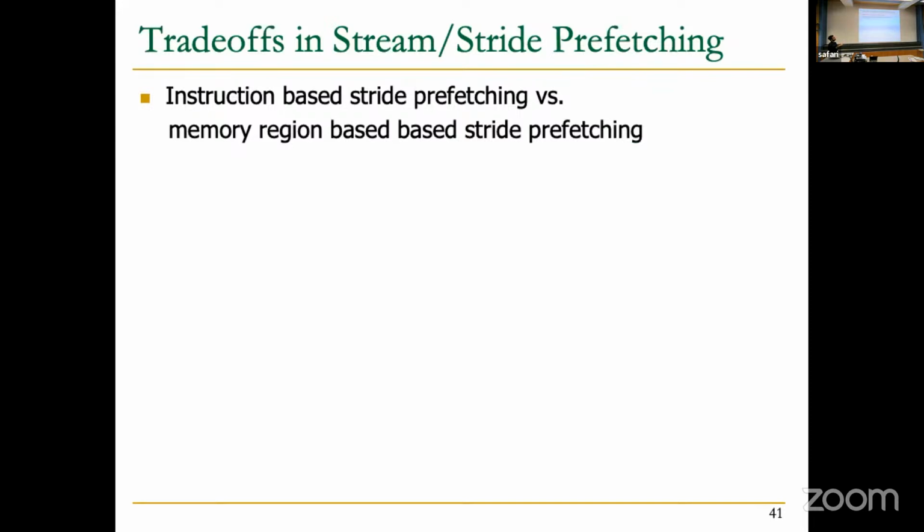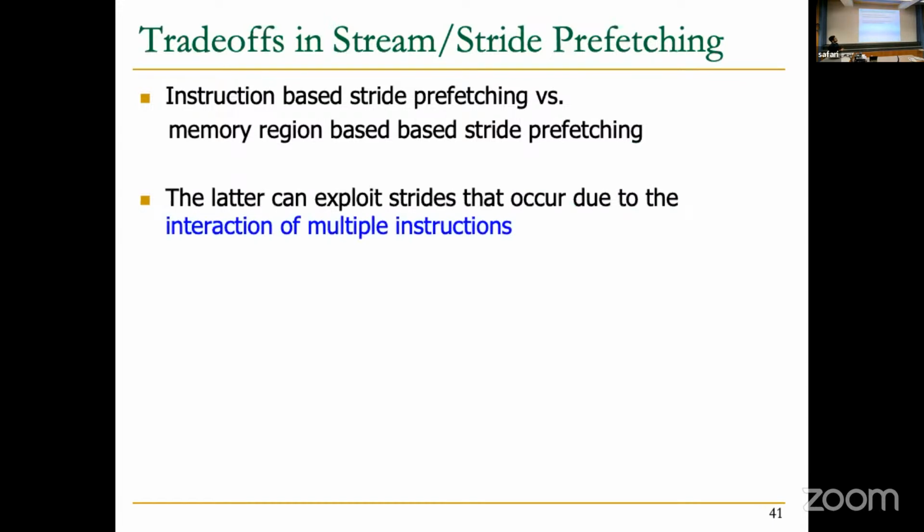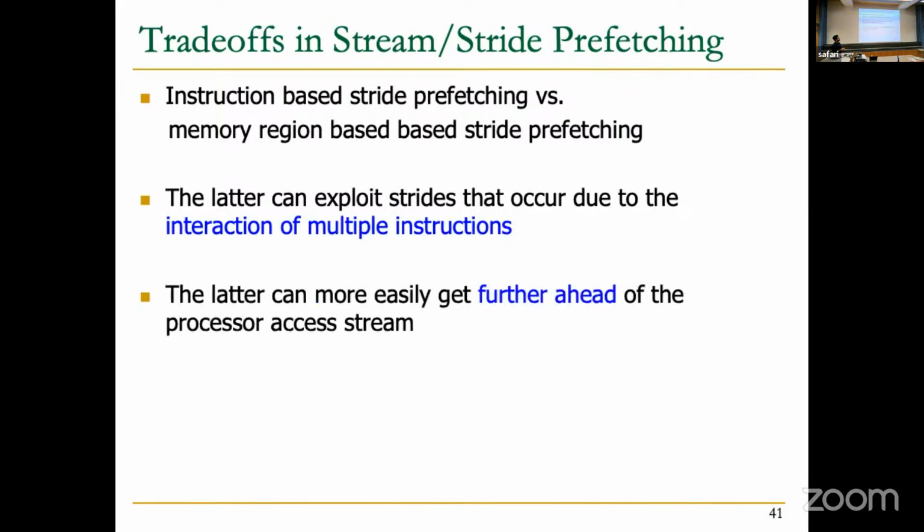What are the trade-offs between these two implementations of the stride prefetcher, instruction-based and memory-region-based? The memory-region-based stride prefetcher can exploit more strides that appear if you look at memory accesses across IPs, across program counters. So it can encapsulate the interactions of multiple instructions. It can also more easily get further ahead, because seeing a plus n, you can do a plus 2n, a plus 3n, a plus 4n, since you don't necessarily need the next program counter that is going to use a plus 2n, right? So there is no need for a look-ahead PC, as compared to the PC-based stride matching algorithm.